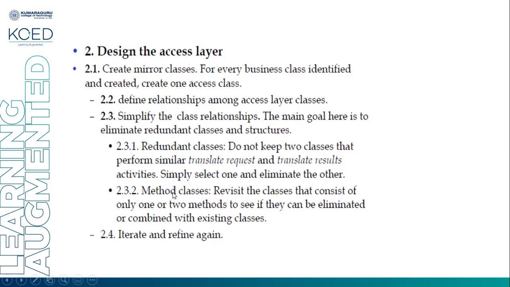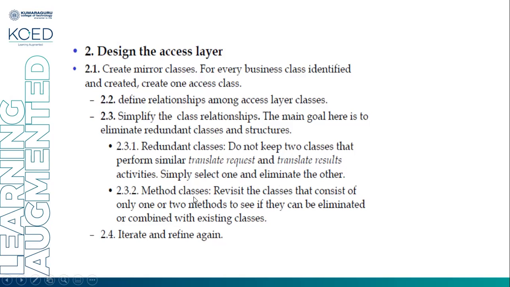So it contains two sub-steps. The first one is redundant classes. That means if two classes have the same purpose, these classes are known as redundant classes. Do not keep two classes that perform similar translate request, translate result activities. Simply select one and eliminate the other.